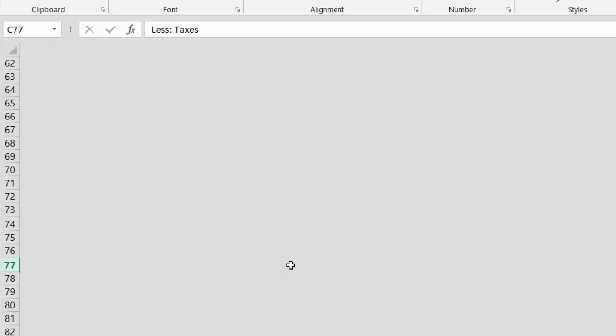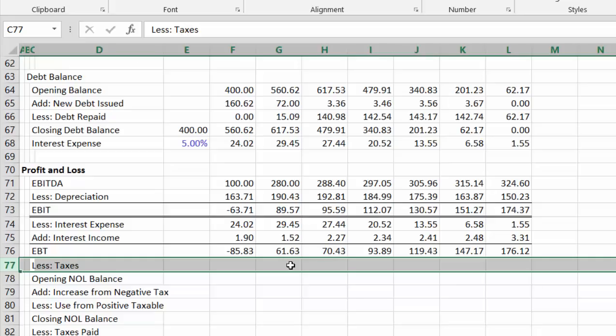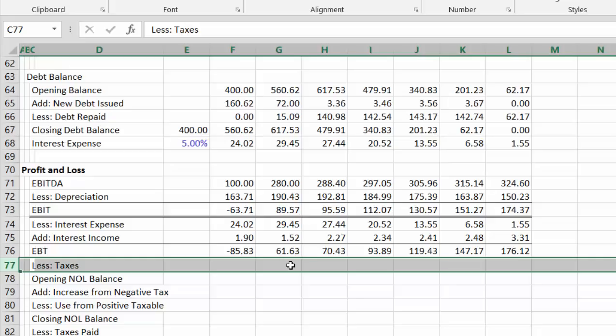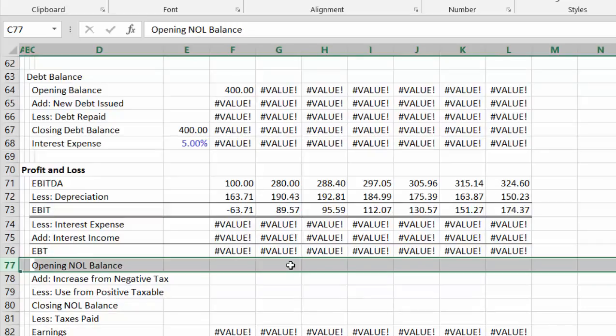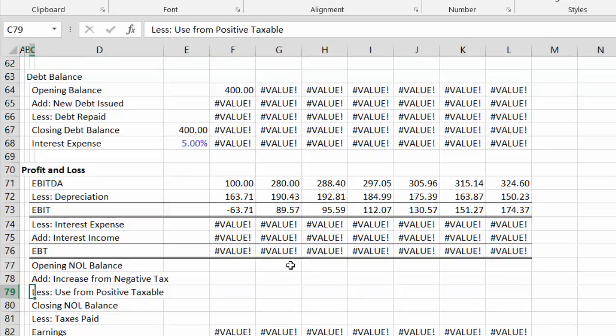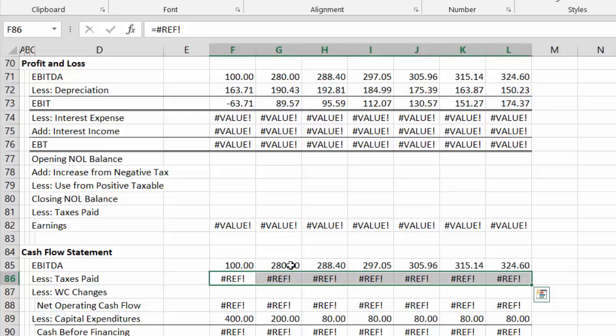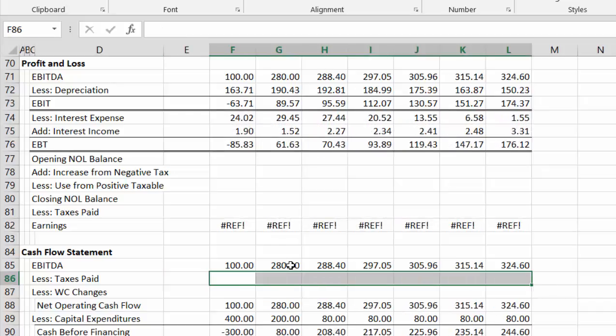Oops. Control minus. Oops. Control Z. What am I hitting? Uh-oh. Oh, I guess, okay.